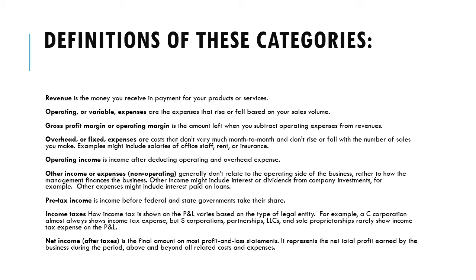Pre-tax income is income before the federal and state government take their shares. Income tax: how income tax is shown on the P&L varies based on the type of legal entity. For example, a C corporation almost always shows income tax expense, but S corporations, partnerships, LLCs, and sole proprietorships rarely show income tax expense on the P&L.